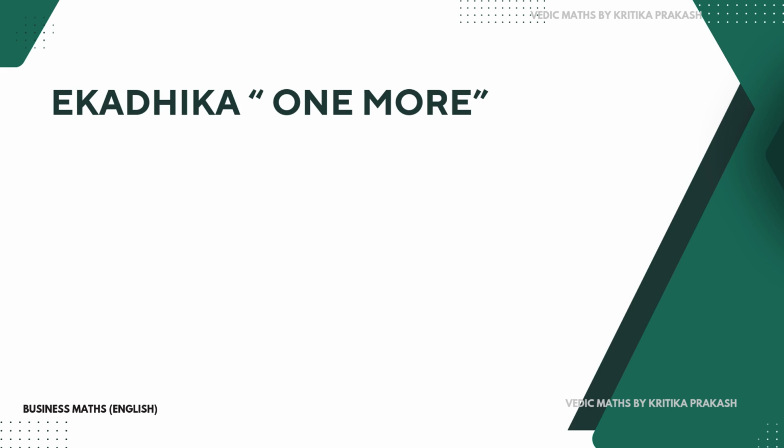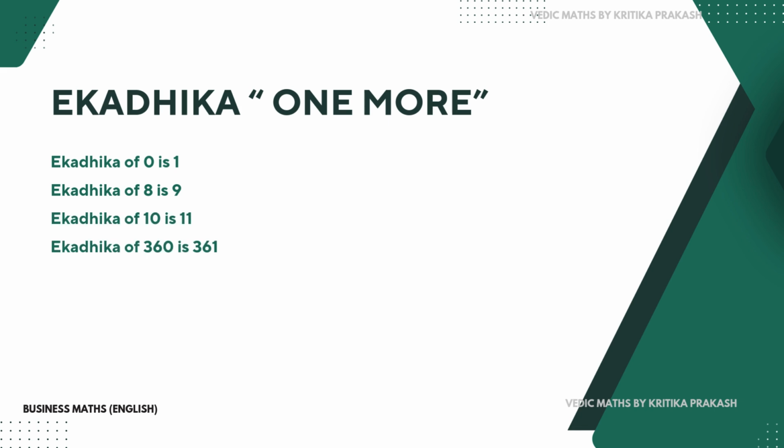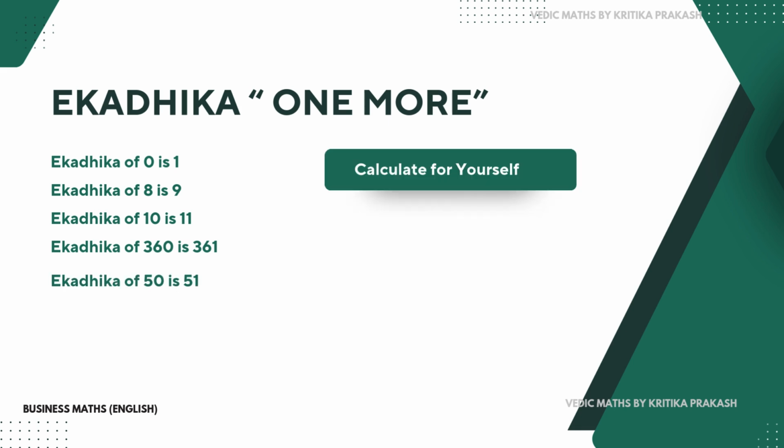For example, Ekadika of 0 is 1. Ekadika of 8 is 9. Ekadika of 10 is 11. Ekadika of 360 is 361. Similarly, for 50 it would be 51. So now calculate for yourself Ekadika for 98 and Ekadika of 77.